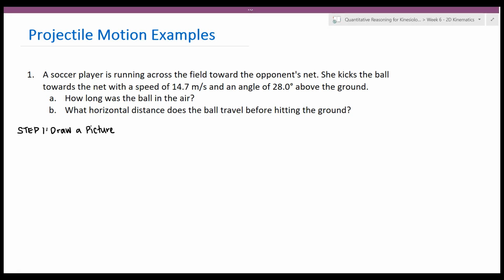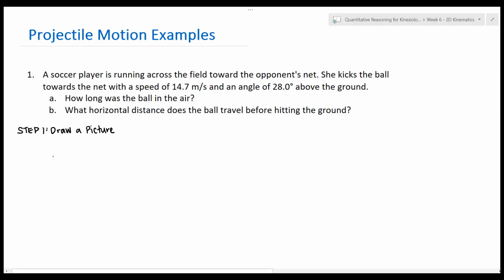And when we draw a picture, we're going to start off with the x and y axis. They're always going to be drawn this way: x is pointing to the right, y is pointing up. And we want to draw the initial velocity vector. So the ball starts off at the ground. So here's the ball down here on the ground.